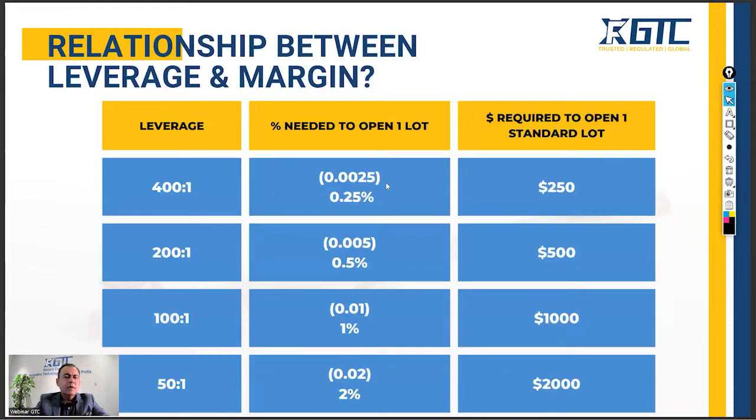So this is a tabular format of the ratios given here. If we have a ratio of 400, then the margin required would be just 0.0025, and it will be $250 on a standard lot of currency, because one standard lot is equivalent to $100,000. $100,000 divided by 400 is just $250. If you have a leverage of 200, you would need only $500 to open one lot. So simultaneously, you can open multiple lots because of the margin given to you by the broker.